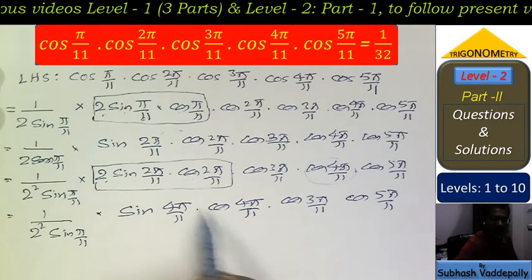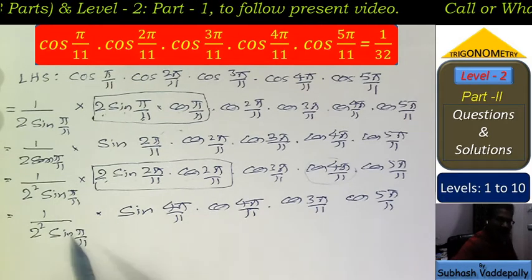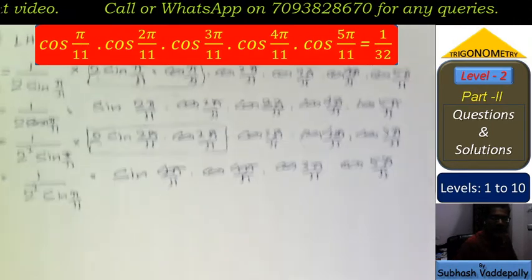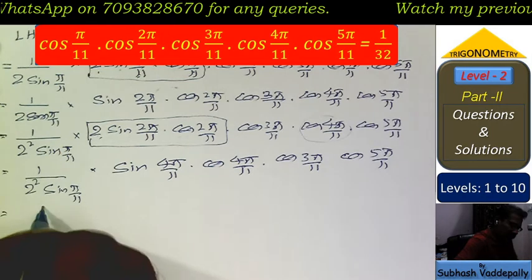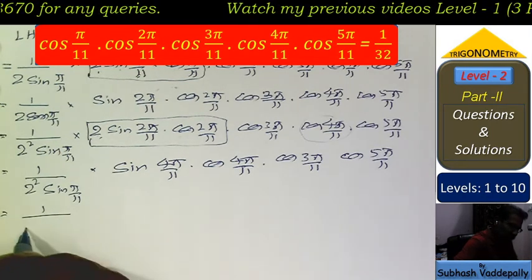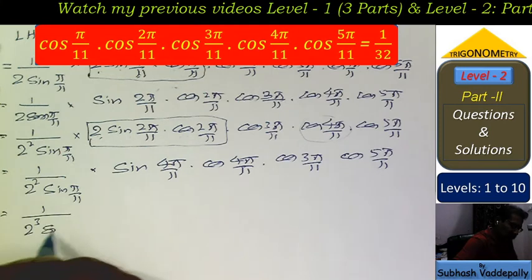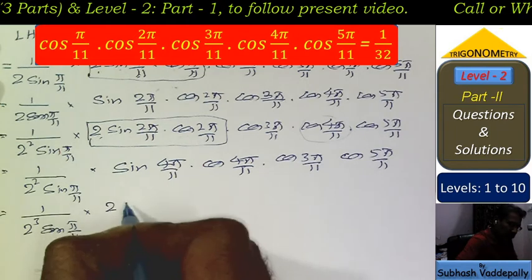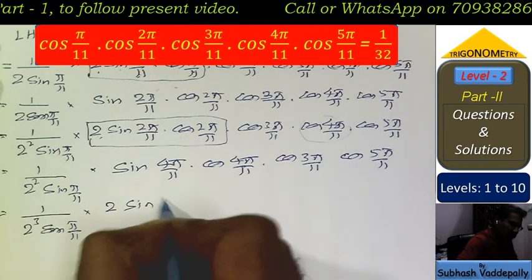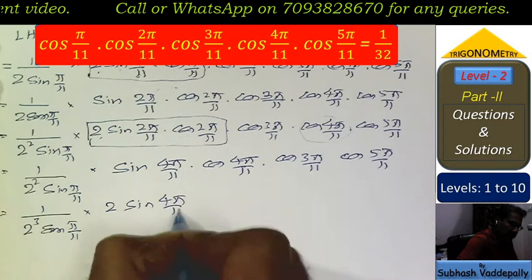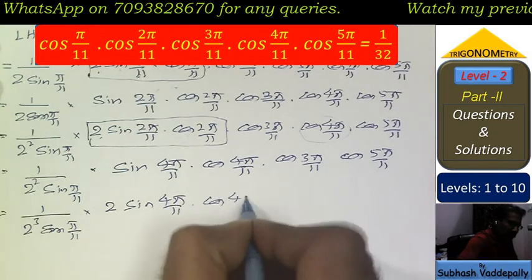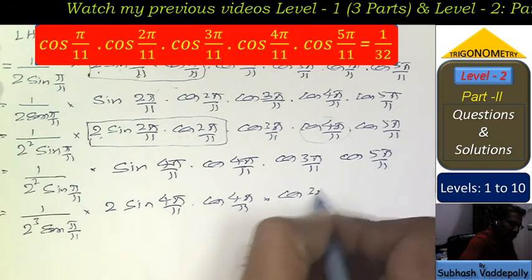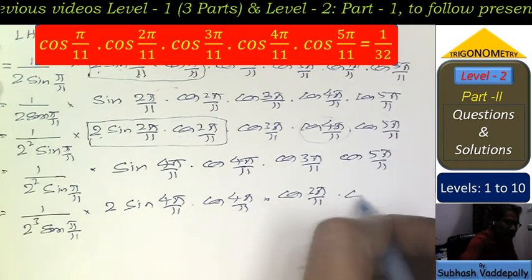Again, to make this formula I need one more 2, so again here I multiply and divide by 2 to get the formula again. Okay, so here 1 divided by, when I'm dividing by 2, I get 2 cube, this sine pi by 11 as it is, I am multiplying by 2, that is 2 sine 4 pi by 11 cos 4 pi by 11 into cos 3 pi by 11 into cos 5 pi by 11.